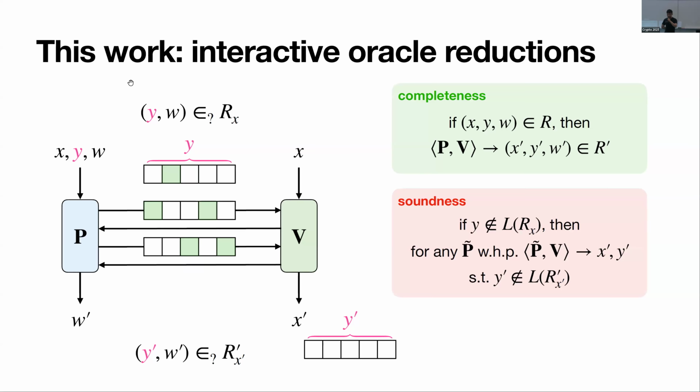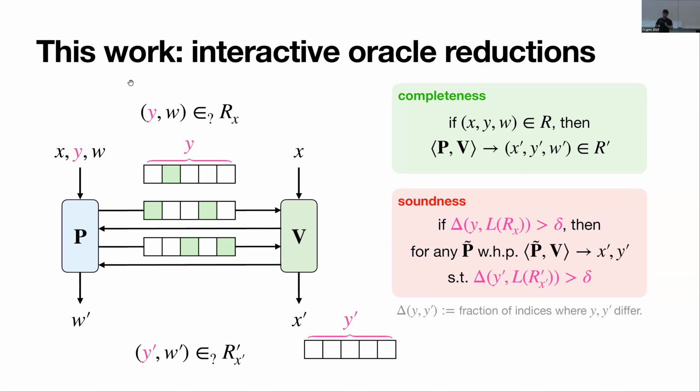Okay, and completeness and soundness, again, are analogous to the case for normal reductions. The only difference here is that we're going to consider soundness with respect to proximity of the instance. Informally, what I'm saying is that an IOR is sound if for any instance which is sufficiently far from the original language, then with high probability, the new instance output by the verifier is also going to be just as far from the new language. Okay.